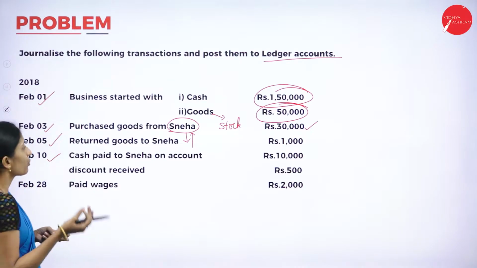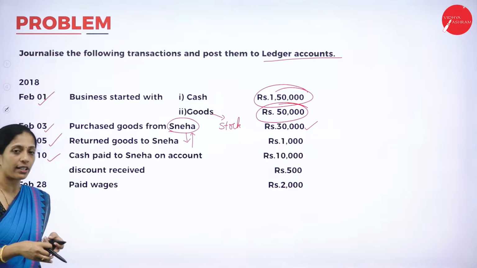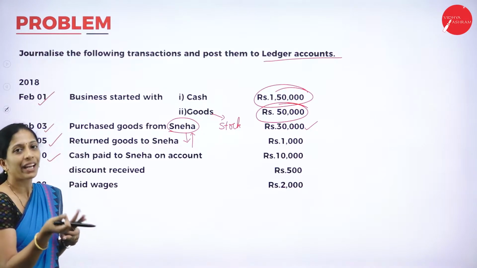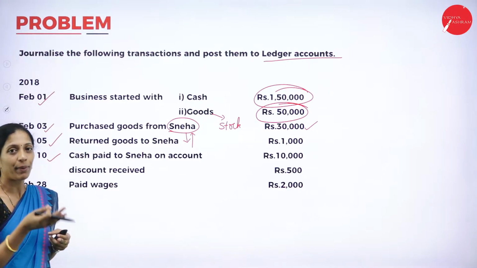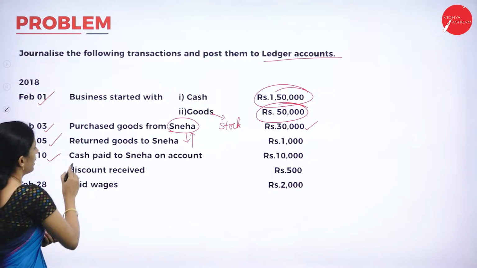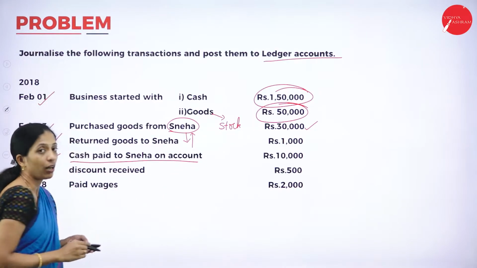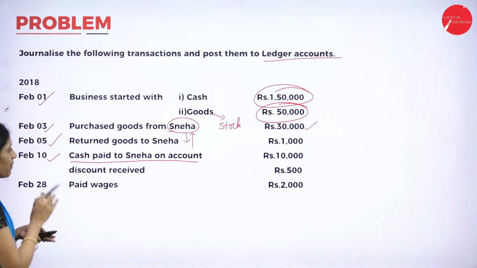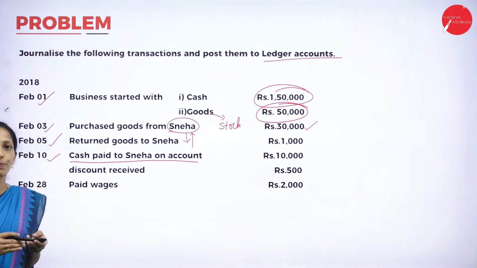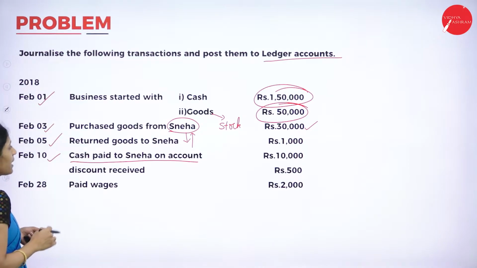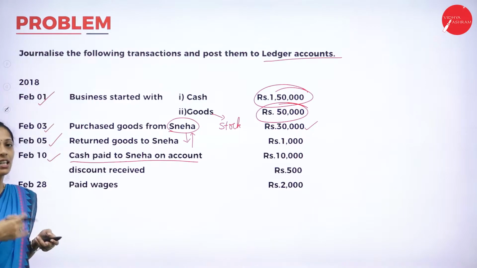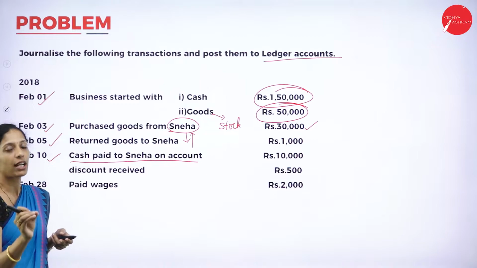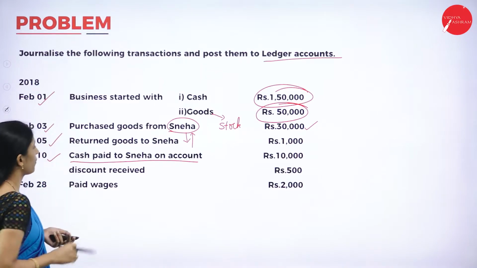Now for whatever goods we have purchased from her on credit basis, now we have to pay cash to her, or we have to make the payment. So what we have done, we have paid cash to Sneha on account 10,000 and at the same time we have received a discount of rupees 500. Now what is the narration or what is the entry? Cash paid to Sneha. So Sneha's account debit, to cash account, to discount received account.